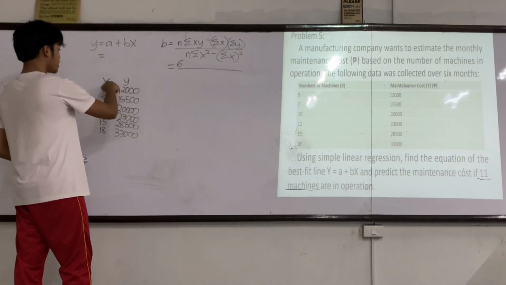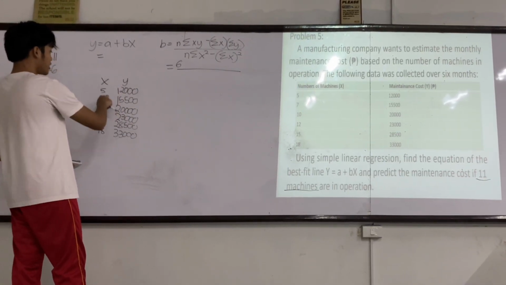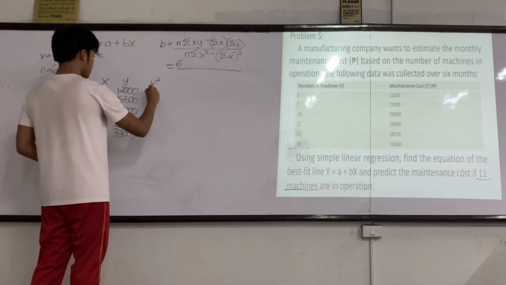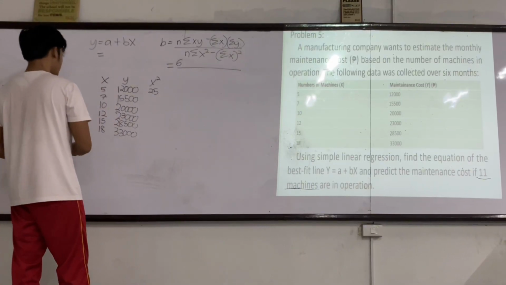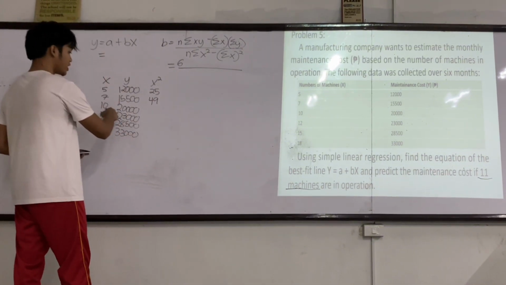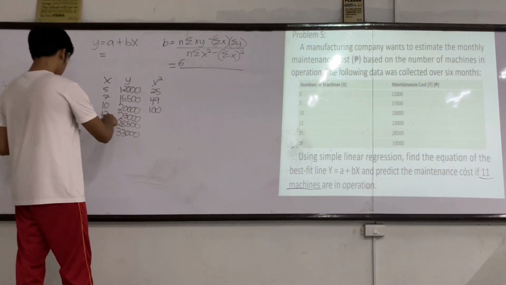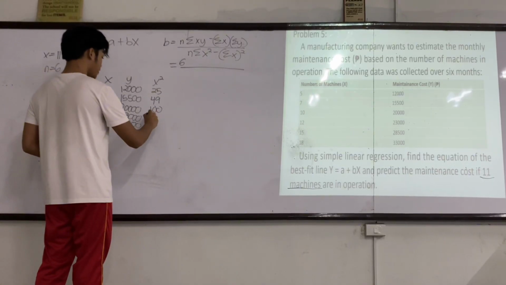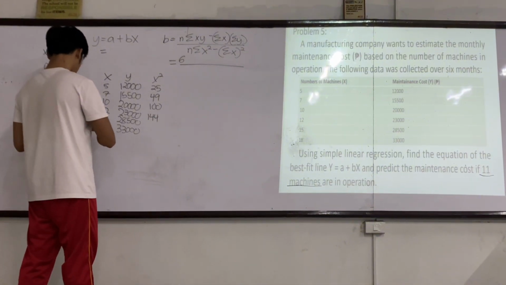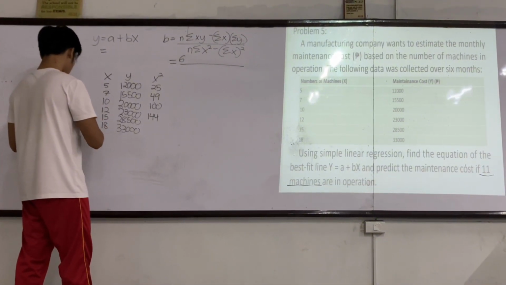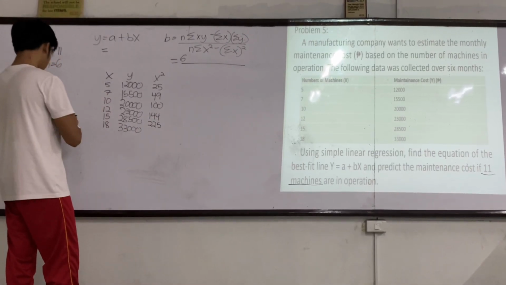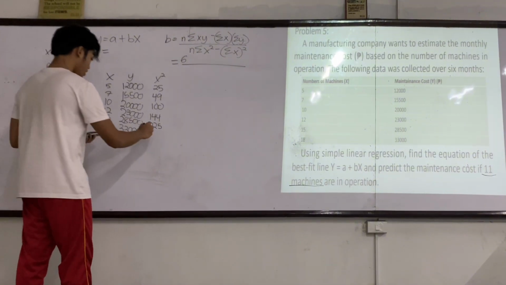So the next thing is to find the square values of x squared. So 5 squared is 25, and 7 squared is 49, 10 squared is 100, 12 squared is 144, 15 squared is 225, and 18 squared is 324.